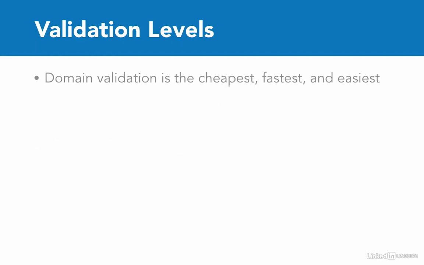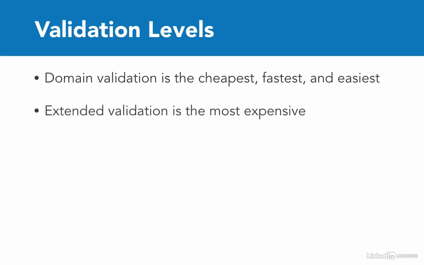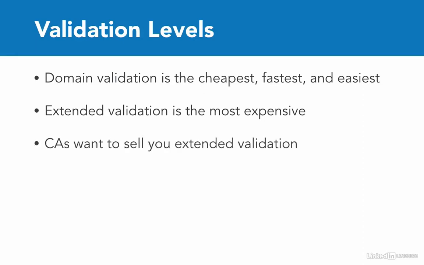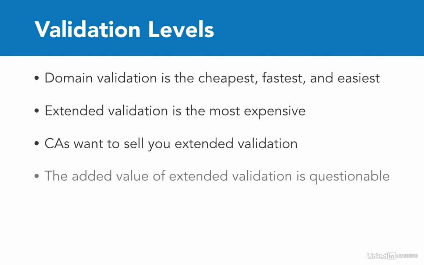Now, of these three levels, domain validation is going to be the cheapest, the fastest, and the easiest. Extended validation is going to be the most expensive. Now, of course, certificate authorities want to sell you that most expensive option. They'd like you to pick extended validation. So they're going to make it sound like they're doing a whole lot of extra validation and that it's so valuable to have extended validation. But at the same time, they want to keep their costs low and validate it as cheaply as possible. So beware their sales pitch.